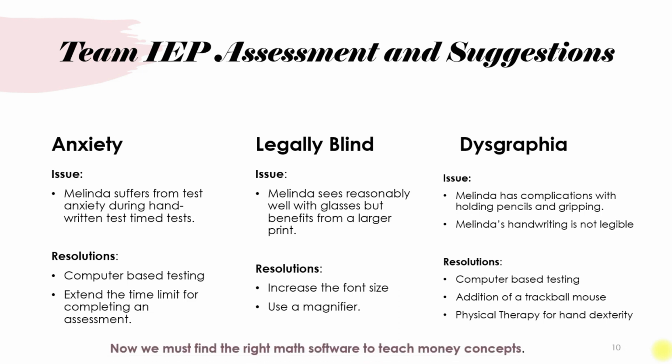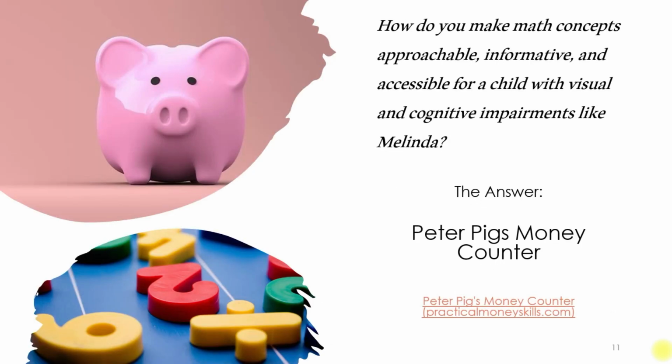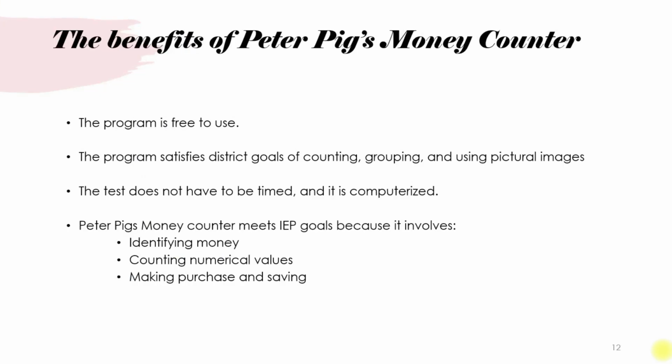So now we have to find the right software to teach her math concepts. What makes math concepts approachable, informative, and accessible for a child with visual and cognitive impairments like Melinda? One good suggestion is Peter Pig's Money Counter. You just go to practicalmoneyskills.com and look for Peter Pig's Money Counter, and you'll be able to access it. A great thing about this software is that it is absolutely free, and it also aligns with her district goals of counting, grouping, and using pictorial images.